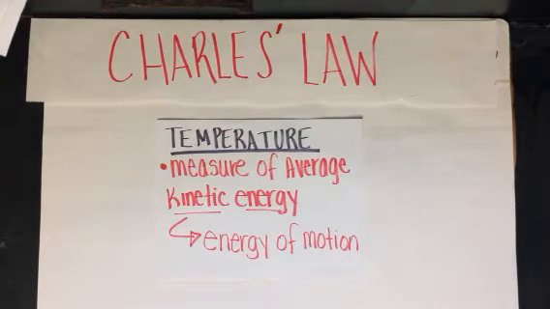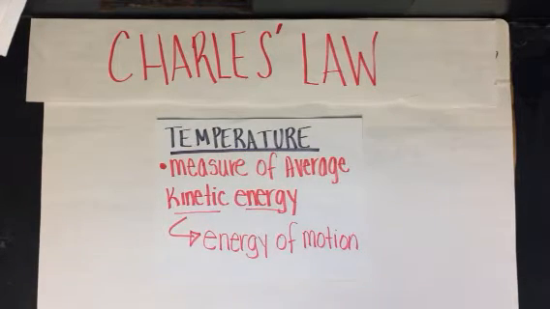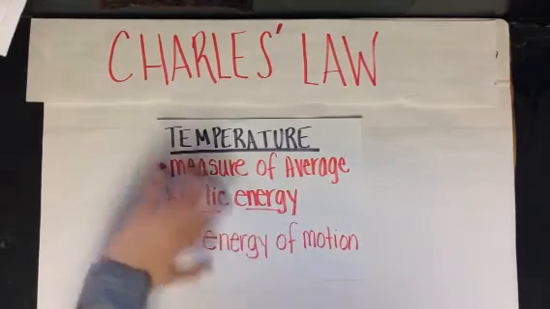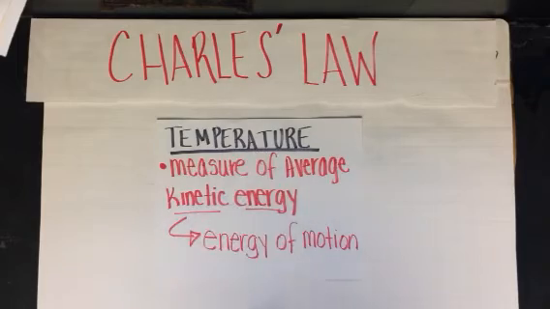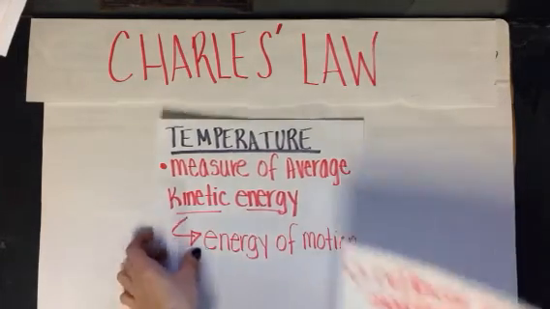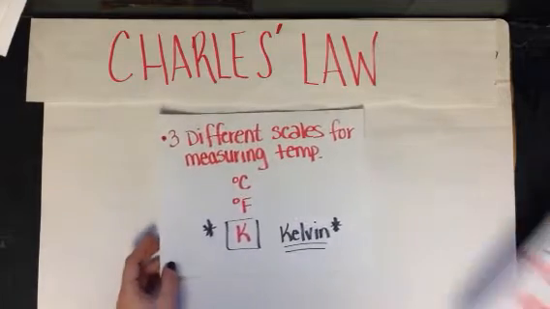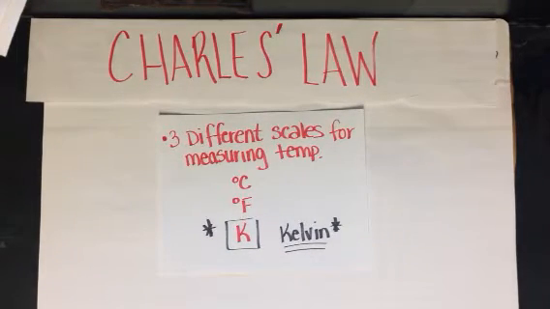Temperature is a measure of average kinetic energy, and kinetic energy, like the word kinetic wellness, is energy of motion, moving around. So we measure the movement of our molecules, and that gives us temperature. There are three different types of scales for temperature.